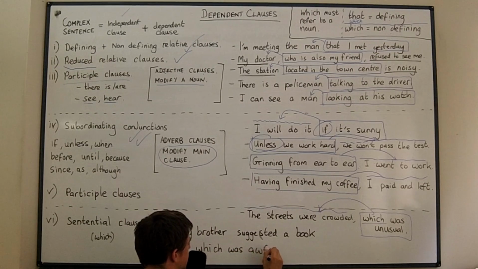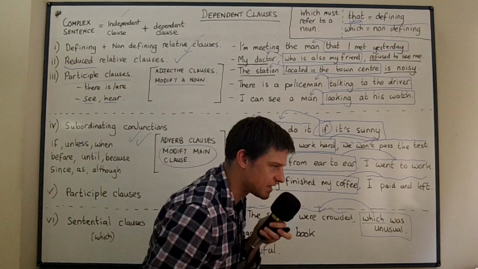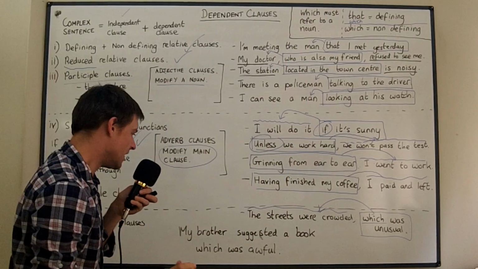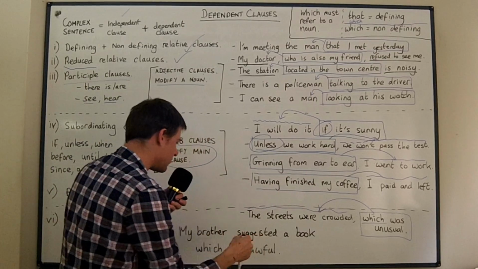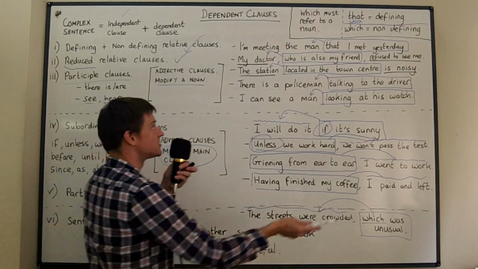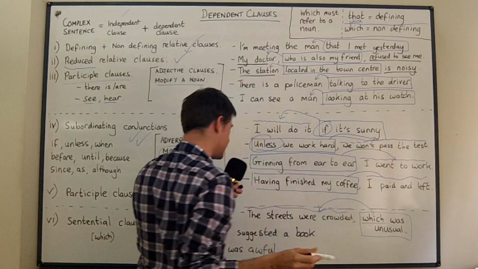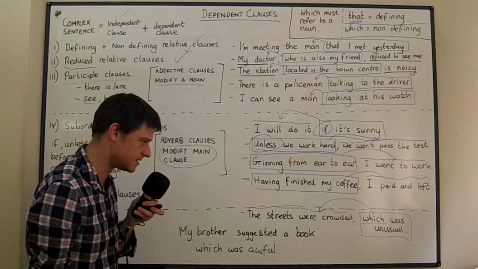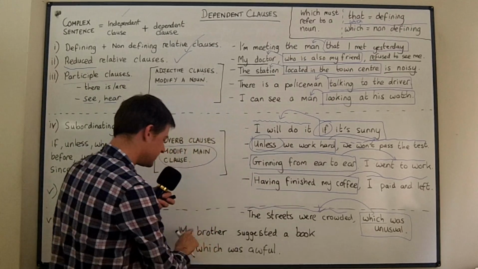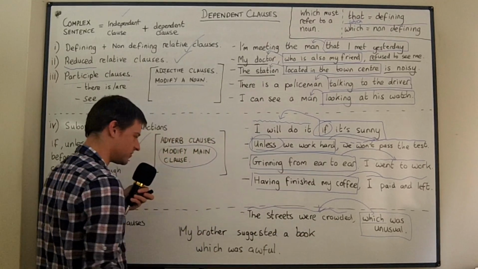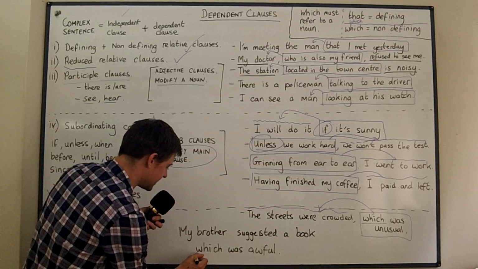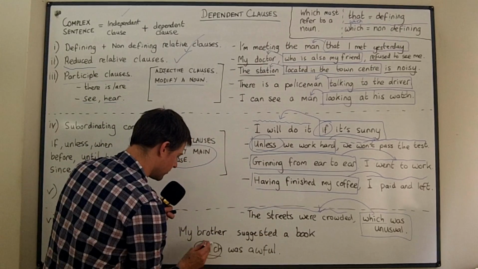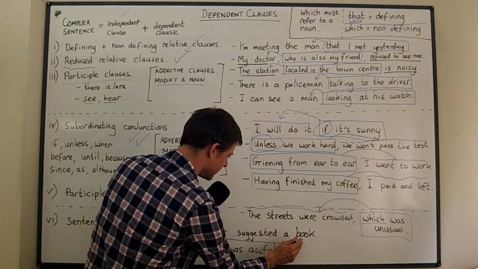Now, I think that the Americans are trying to get rid of ambiguity here with their rules, and I think they're actually quite right to do so, because in England we can use "which" for non-defining, but also for defining, and the only way you know if it's non-defining or defining in England is if there's a comma there or not. So here, "my brother suggested a book which was awful." This is a defining relative clause because there's no comma, and so it's the book which was awful, okay, "which" refers to the book.